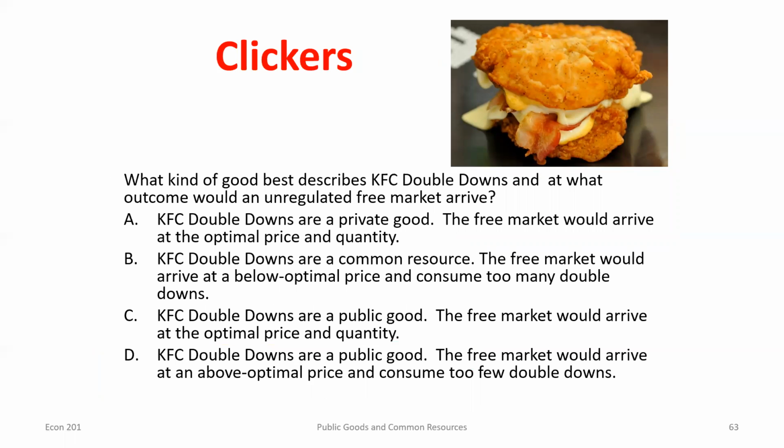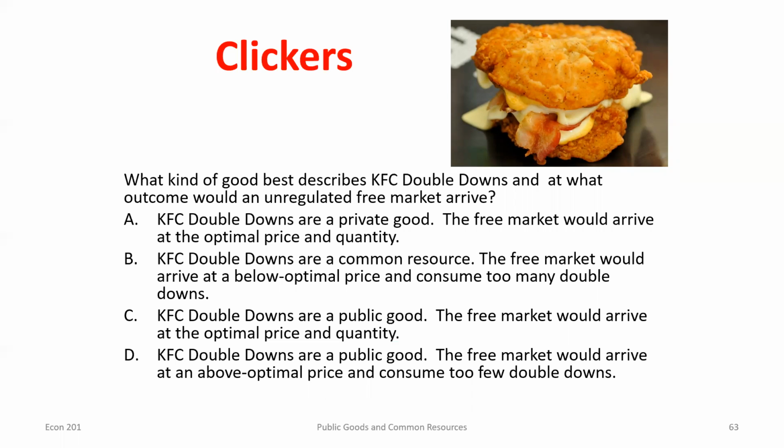Then if we use KFC Double Downs, which I don't know if they still have these, remember when they announced this? It's just like the wildest idea of a sandwich to me. But what type of good would this be? Well, once someone purchases and eats it, no one else can use it. So it's very rival. I guess maybe you could argue you could split it with someone, but even if you split it, once the two of you consume it, no one else can. So it's rival in that sense.